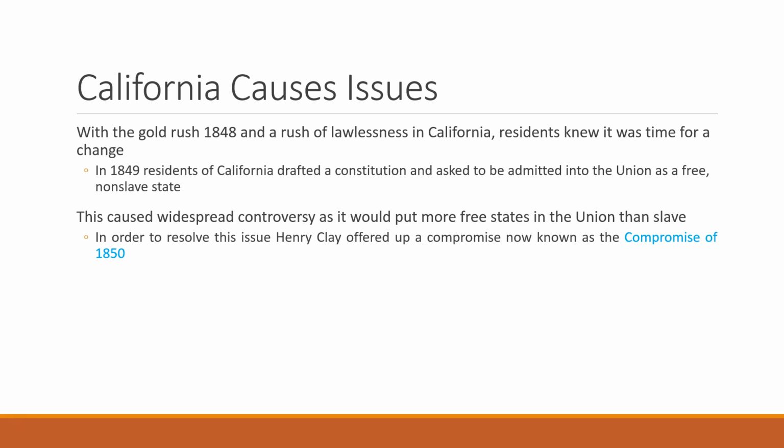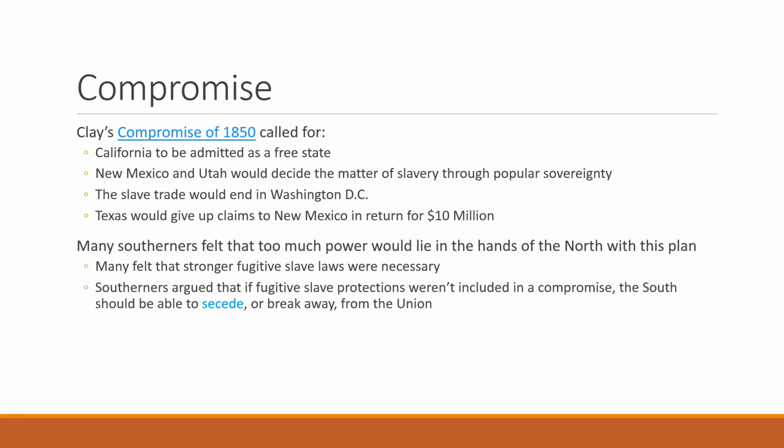So in order to try and resolve this issue, Henry Clay offered up a compromise known as the Compromise of 1850. That Compromise of 1850 set a very strict line as far as where slave states and where free states would be admitted into the Union. And anything north of that line would be considered to be a free state, and anything south of that line would be a slave state.